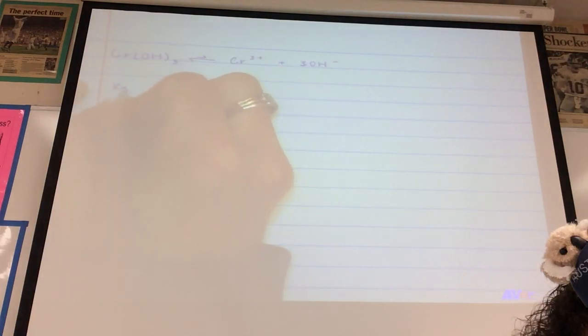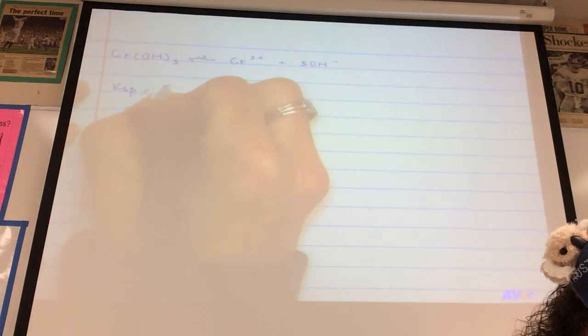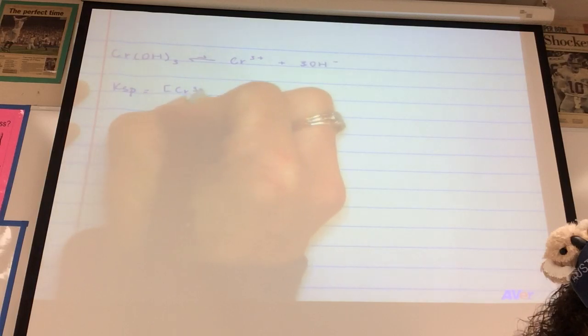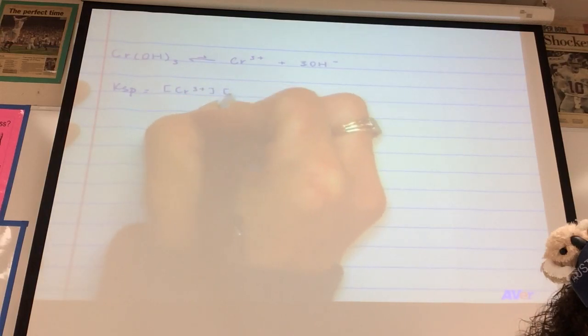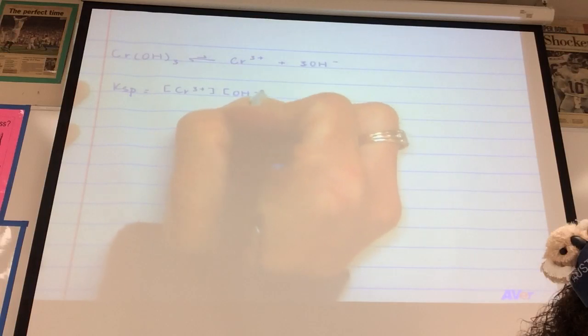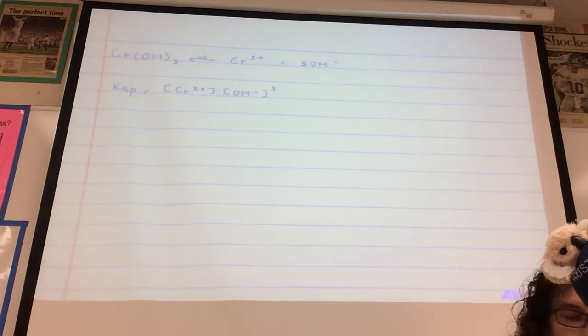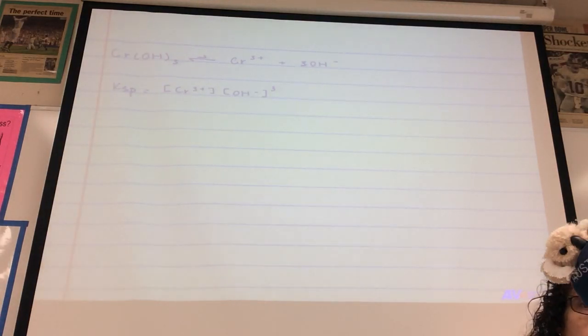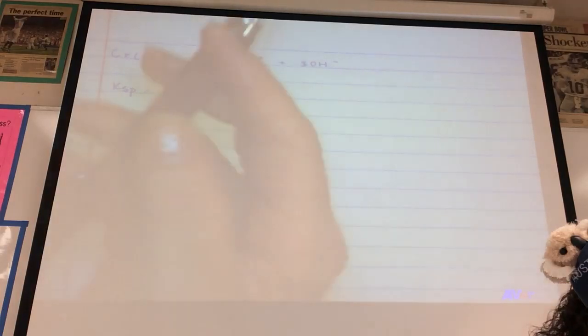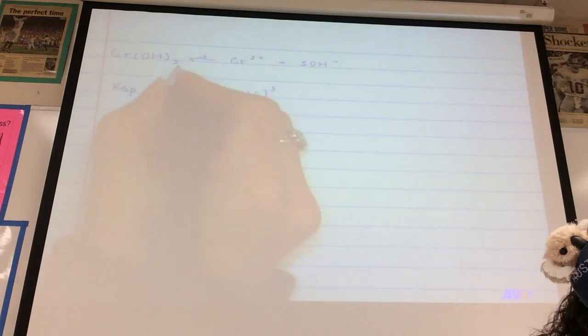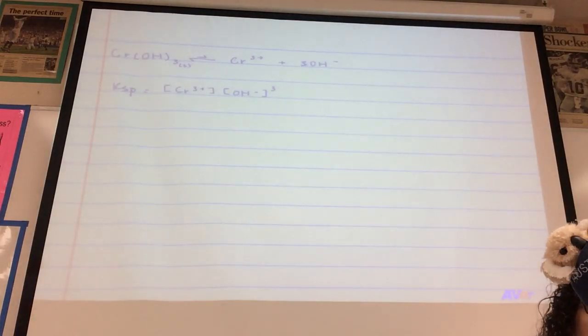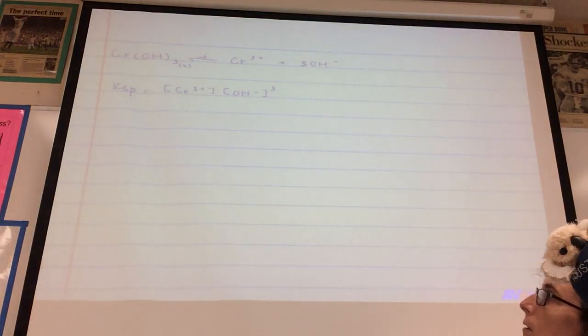That's KSP is equal to the concentration of chromium 3 ion times the concentration of hydroxide ion raised to the third power. That is my KSP expression. And then you wouldn't divide it by the chromium hydroxide because it's a solid? Correct. And KSP expressions will never have a denominator in them. So that's a solid, not included. You are correct.